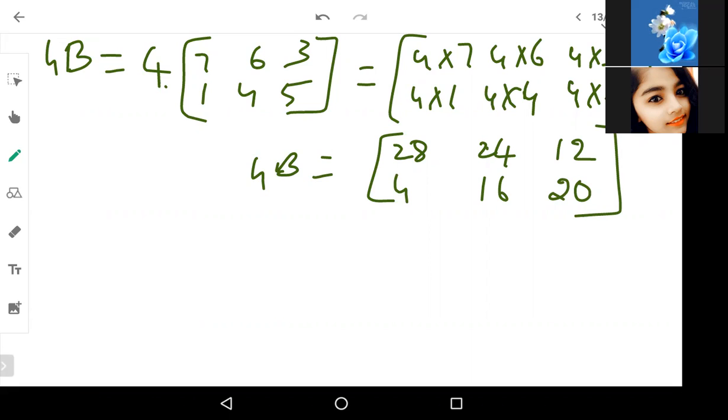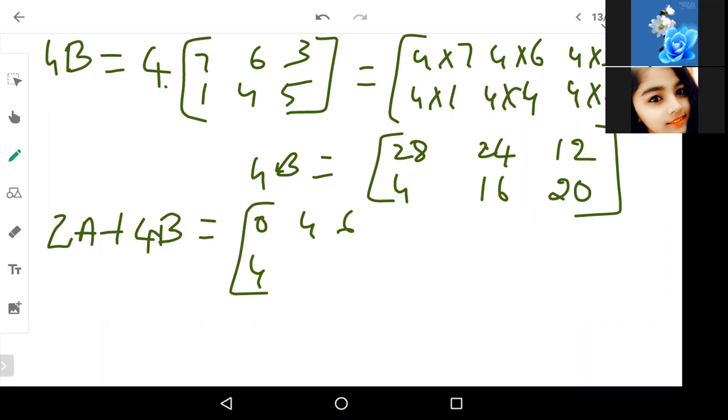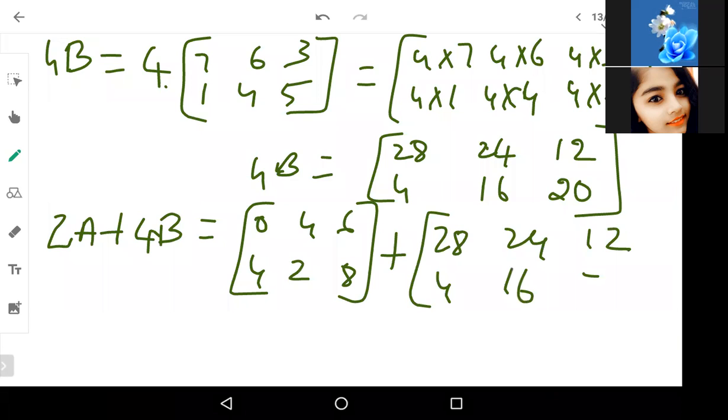Now 2A plus 4B. What is 2A? You have 0, 4, 6, 4, 2, 8 plus 28, 24, 12, 4, 16, 20. Now add this and tell me the final answer.